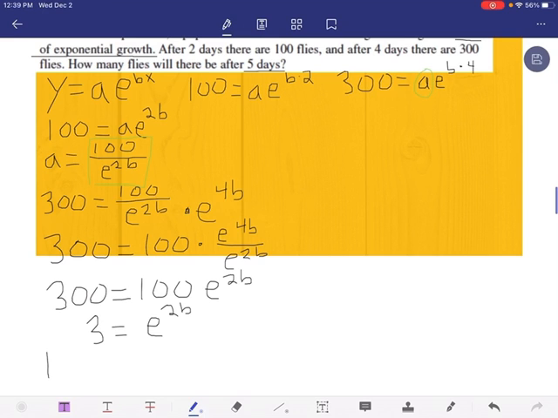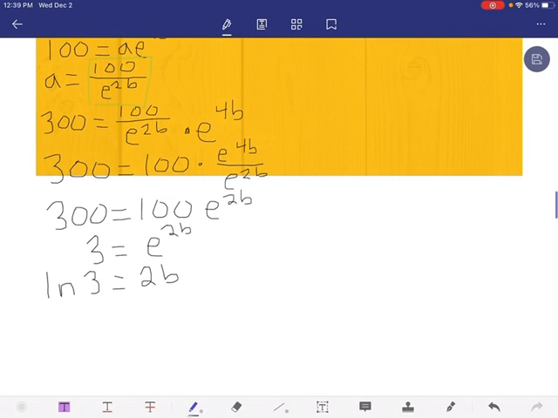Then we're going to go ahead and take the natural log of both sides. And remember that when we take the natural log of e to any power, it's just going to be that power. So then my final step is going to be to divide by 2. And that divided by 2 is on the outside of my natural log.